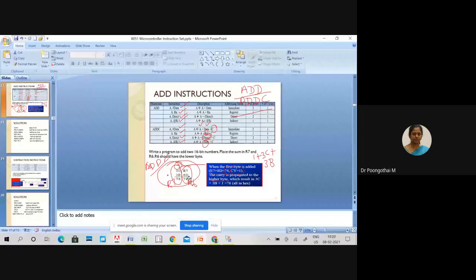First, during the first addition, you have to clear your carry by using the CLR C instruction, and MOV A, #E7 and ADD A, #8D, and store your result in R6. And next, move 3C into accumulator and use the ADDC instruction: ADDC A, #3B, and store this answer in R7. So that's all about your add and ADDC instruction.